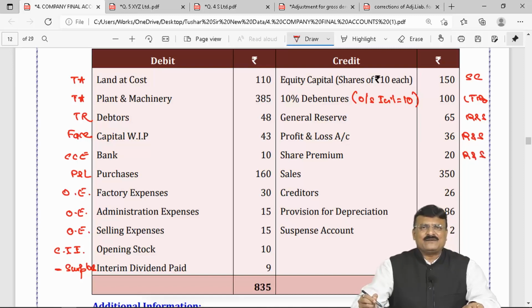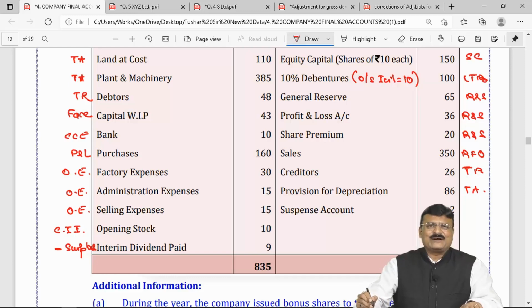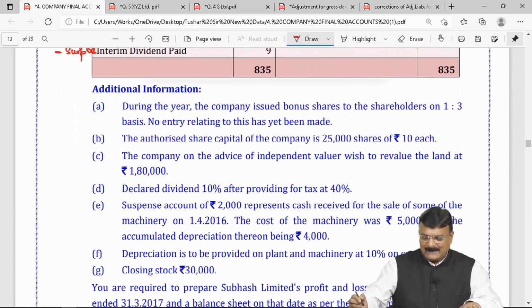Sales will be on the face of P&L as revenue from operation. Creditors are trade payables. Provision for depreciation will be deducted from tangible assets, and you cannot have a classification of suspense account. That will be mentioned in the adjustment as to what is the suspense standing for.